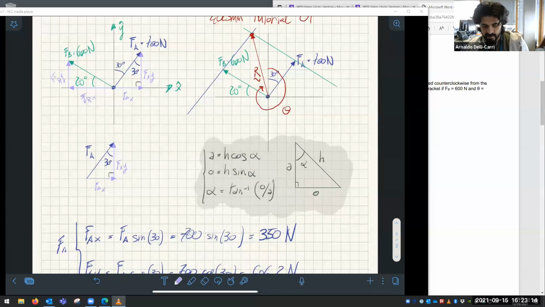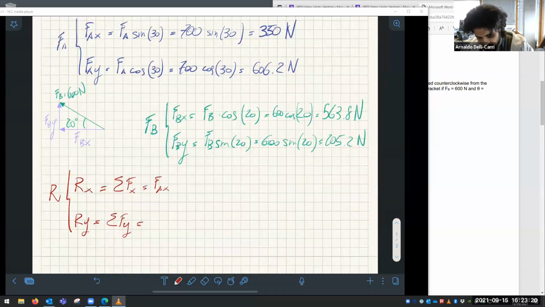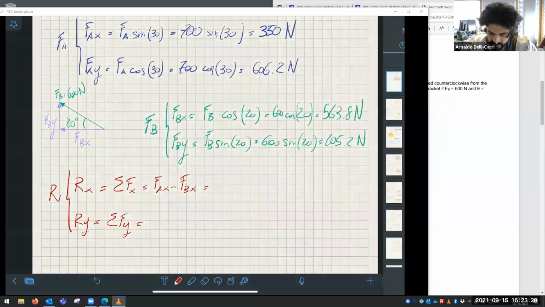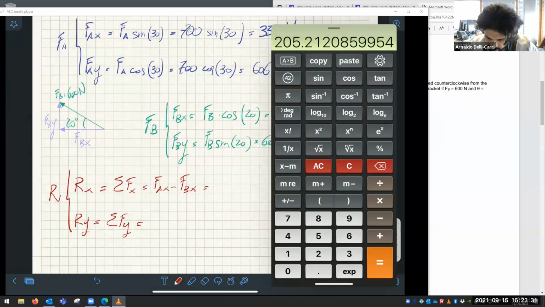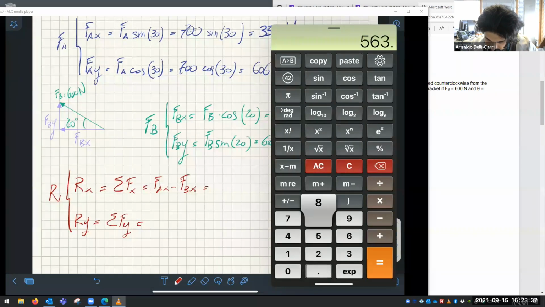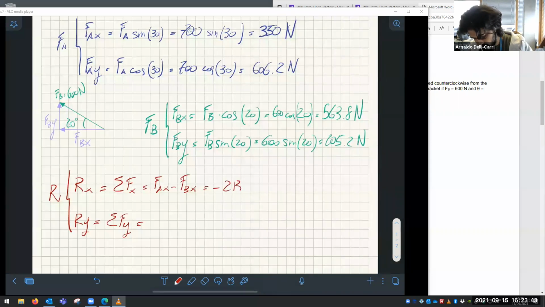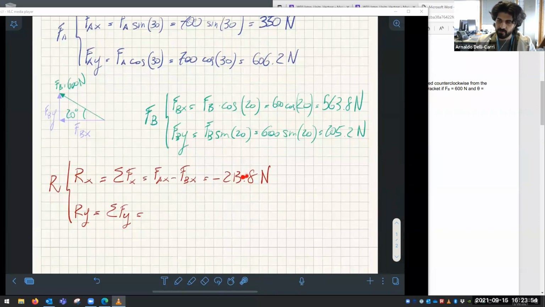Okay. So the calculation I must do is FAX minus FBX. So this gives 350. Well, let's not write all the calculations. 350 minus 563.8. It's minus 213.8. What does it mean for a force to be negative? What is a negative force? What am I stating here? Rx is minus 213.8.